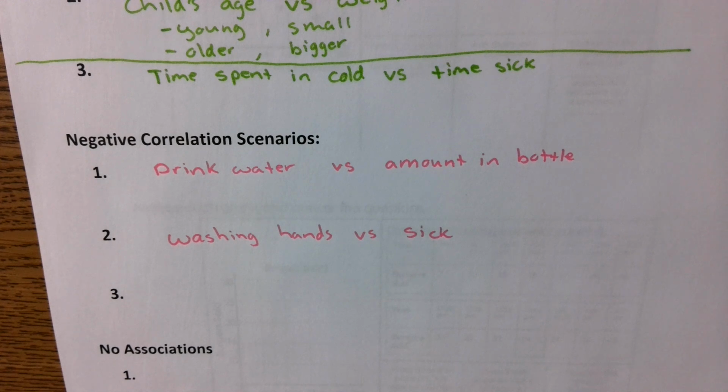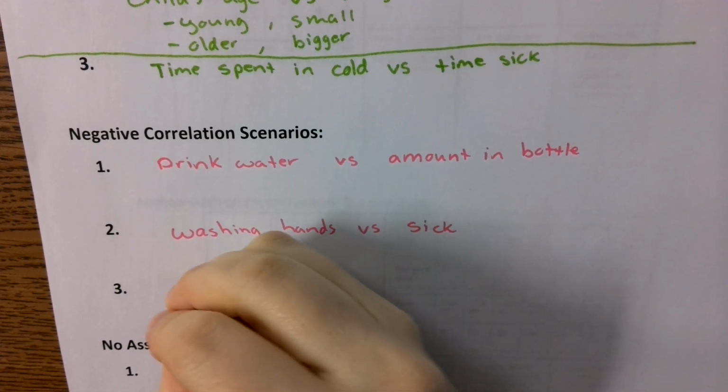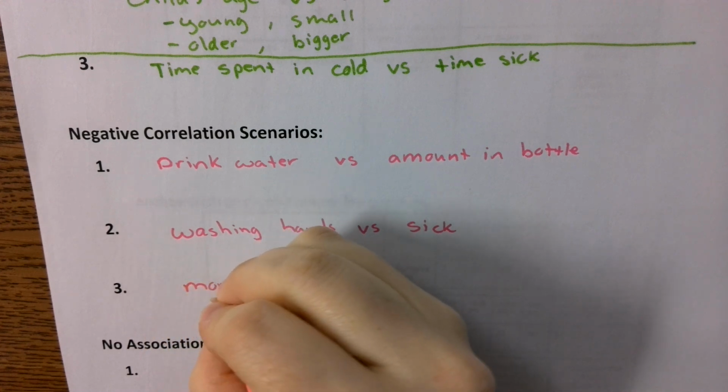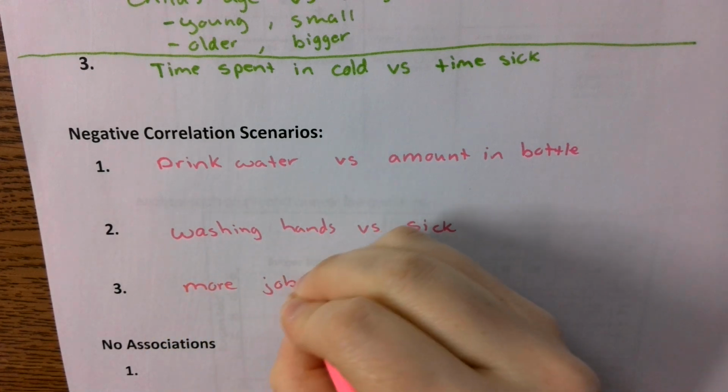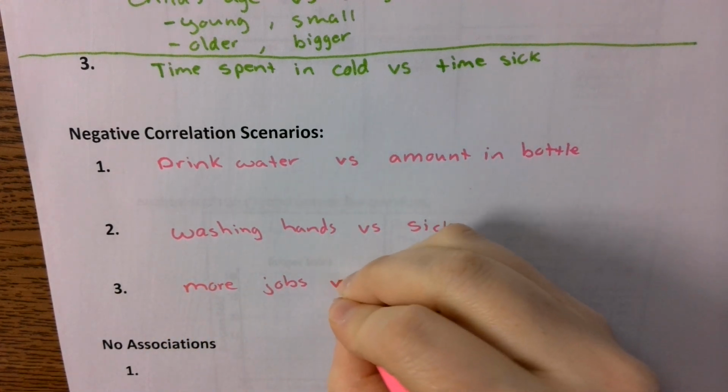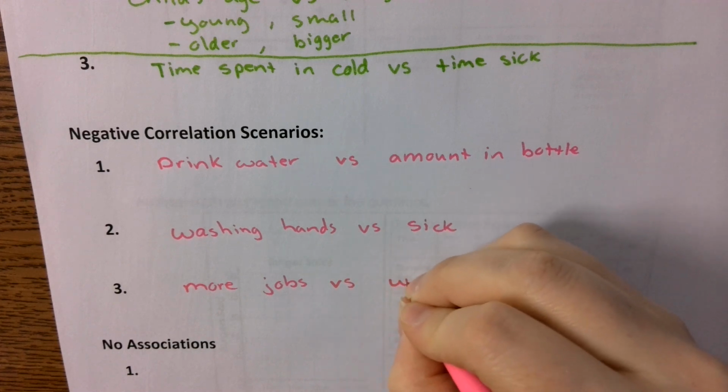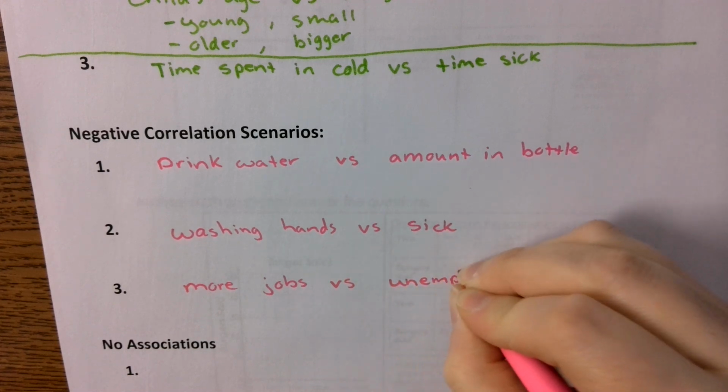All right. Who wants to share out theirs? All right, Elijah. More jobs versus unemployment. No, that's good. The more jobs that there are available out there, the less unemployment that we have to deal with. That's a really great one. I like that. Let's put that down. The more jobs that we have available for people, the less unemployment that there's going to exist.